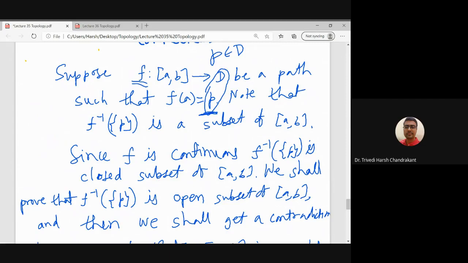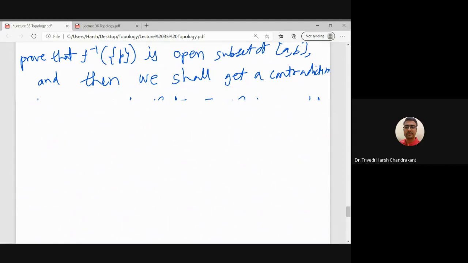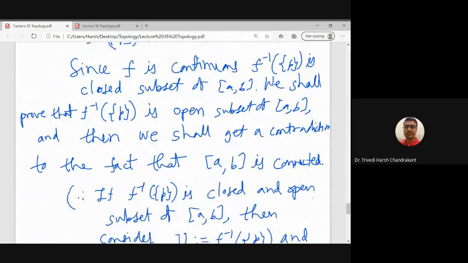So we shall prove that f inverse of singleton P is an open subset of the closed interval [a, b]. We have already proved that f inverse of P is closed. So f inverse of P will be closed as well as open in the closed interval [a, b], but the closed interval [a, b] is connected. So we cannot have a subset of it which is closed as well as open. Otherwise it will give a separation.